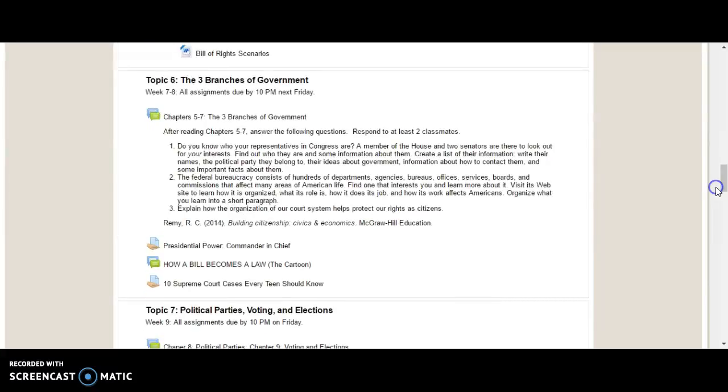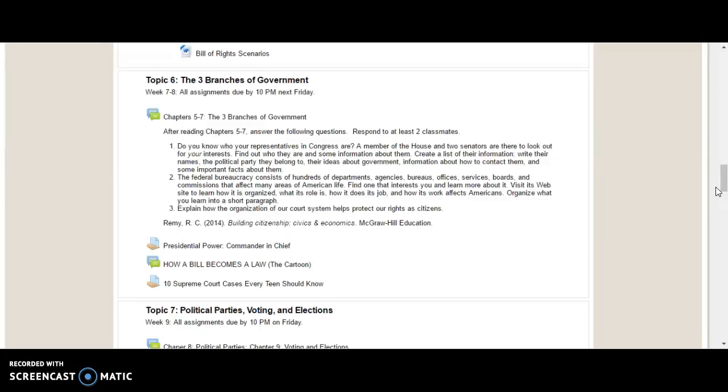Topic 6 is probably one of our more in-depth assignments. This covers 5, 6, and 7 for the 3 branches of government. They will learn about Congress and the legislative branch, the president and the bureaucracy with the executive branch, and then the Supreme Court and the judicial system through the judicial branch.